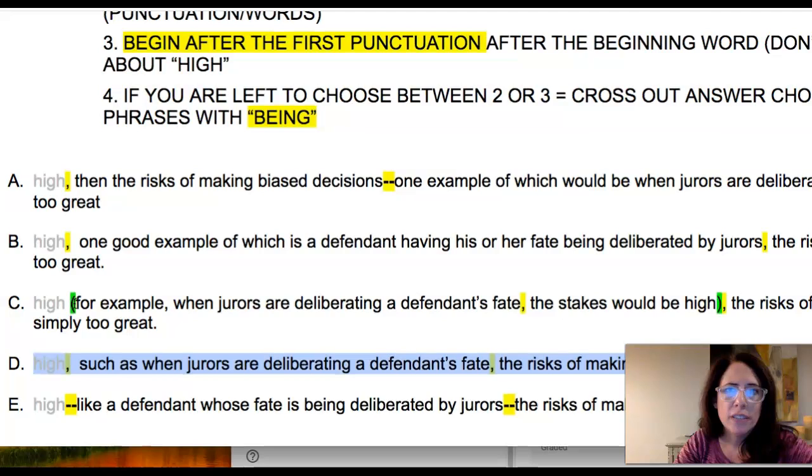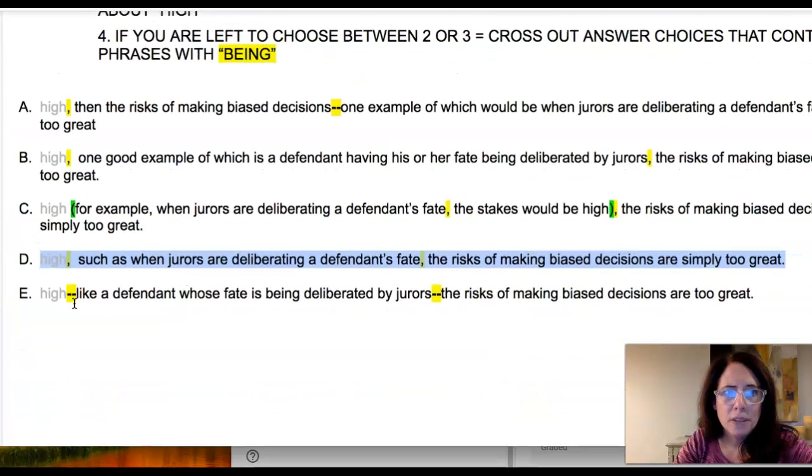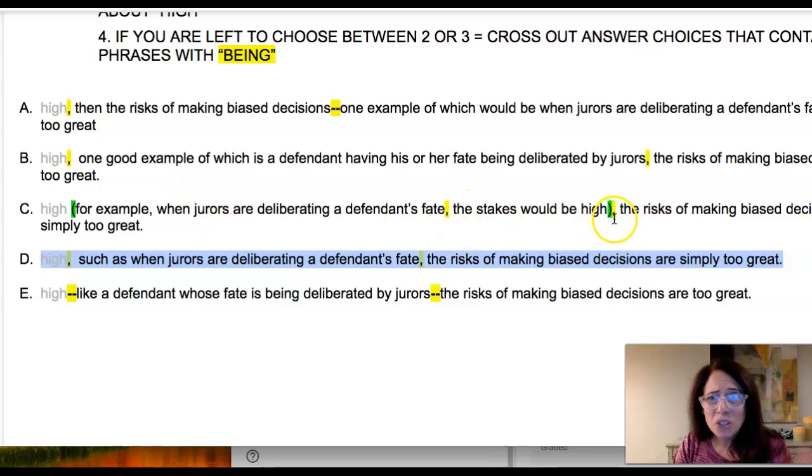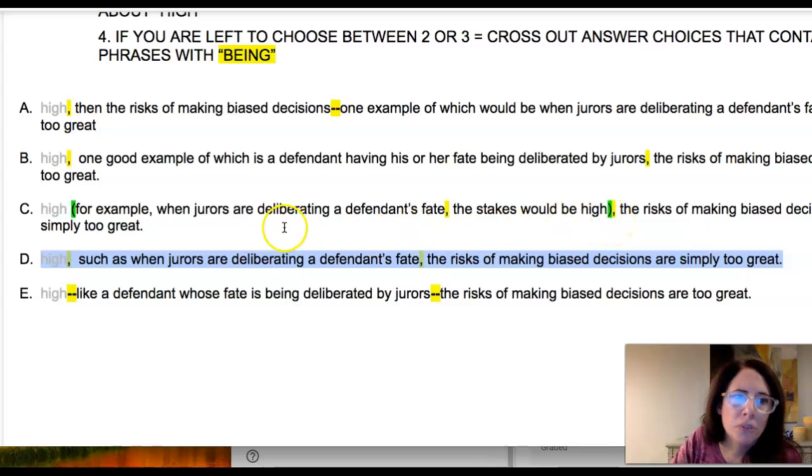So take a look at this. Let's just test what I've just said. I see parentheses, and then I see a comma, and then I see another comma, and then I see parentheses next to a comma. No. Not going to work.